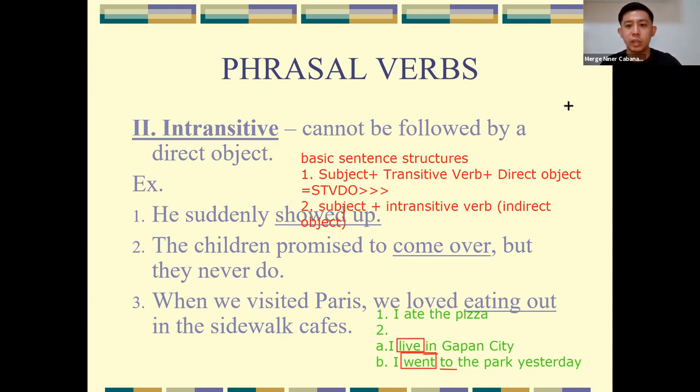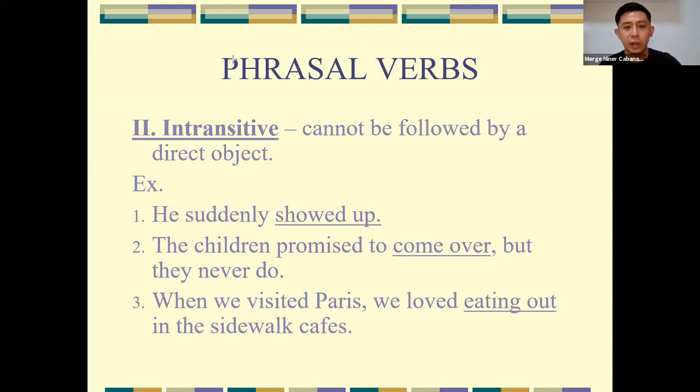So, he suddenly showed up. See? From the word showed up, there's nothing after here. Showed up. And then there's nothing. There's no phrase or word that follows it. So he is your subject, showed up is your verb and your preposition. That's it. The children promise to come over, but they never do. So this, the children promise to come over. Okay. You can actually put a period there already. The children promise to come over. And that's it. There's no after effect. There's no word that comes after come over.